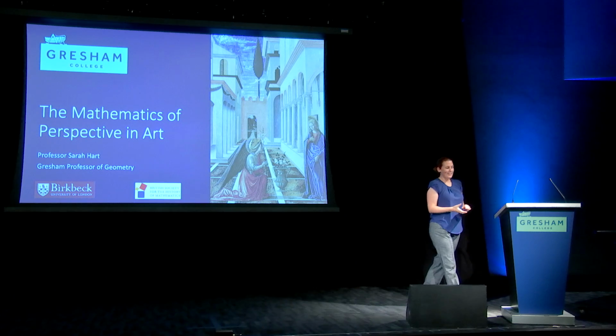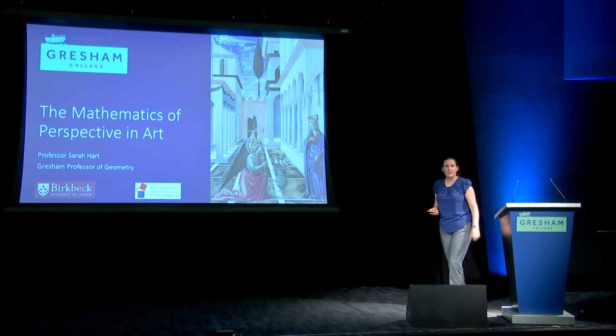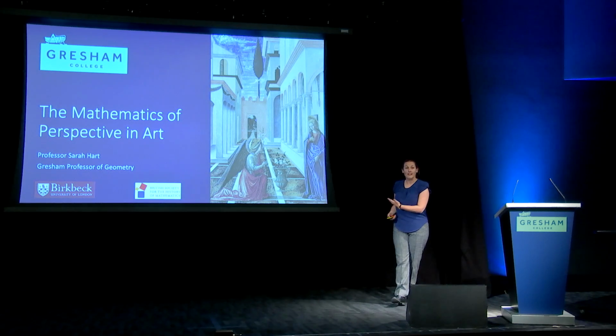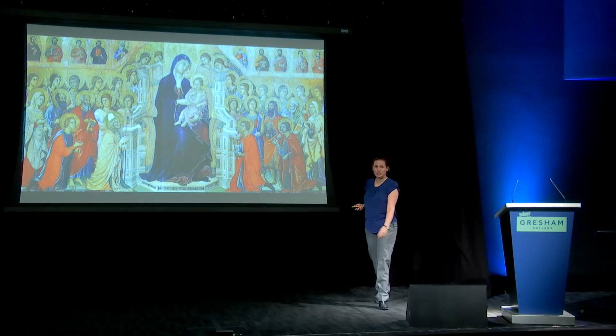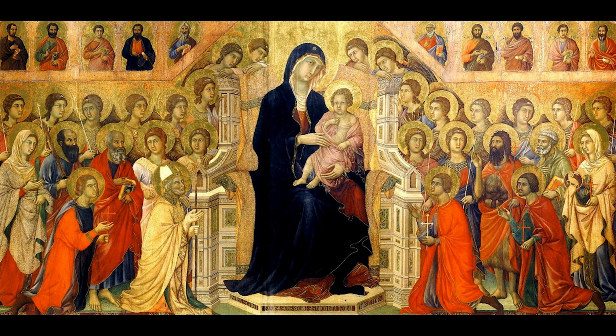So, it's almost exactly 600 years since Filippo Brunelleschi discovered the mathematical rules that underlie perspective. And if we look at Italian art that was being produced in the few years before that discovery, we get these beautiful, beautiful pictures, right? So this is by Duccio, and you can see it's a lovely thing to look at.